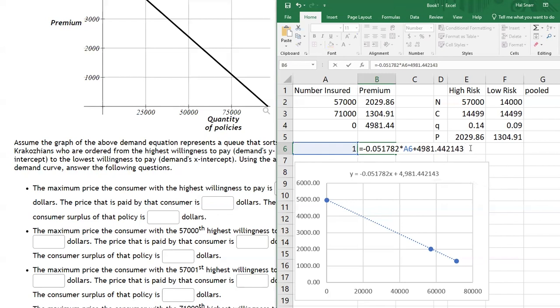And it's going to calculate the maximum this person is willing to pay. This person's number 1 in willingness to pay. They're at the head of the line. They have the highest willingness to pay. And this person is willing to pay that amount.